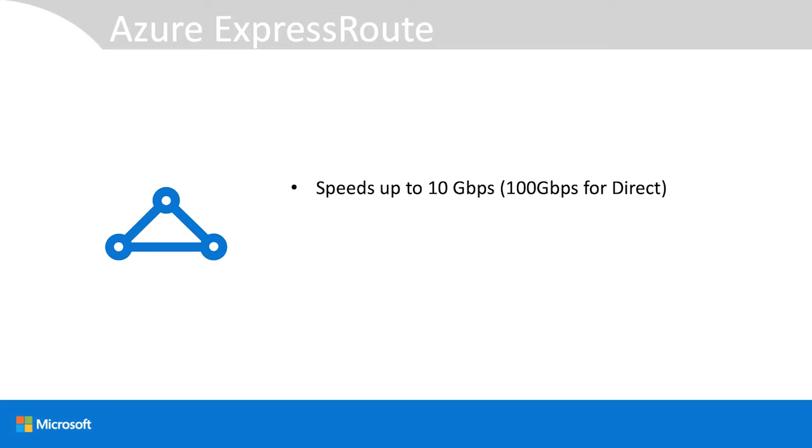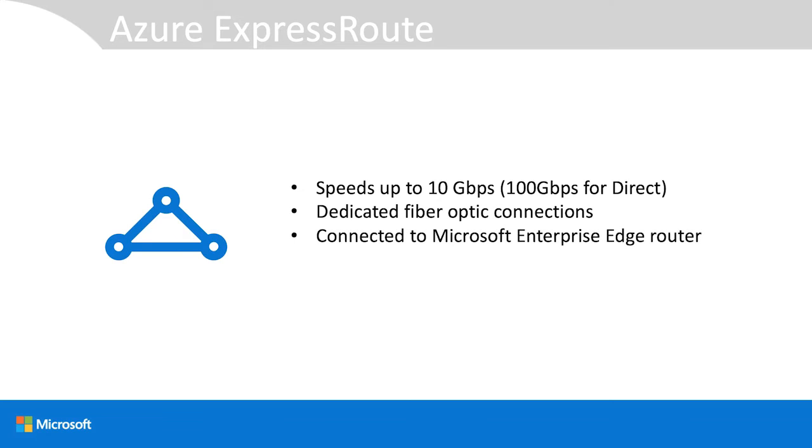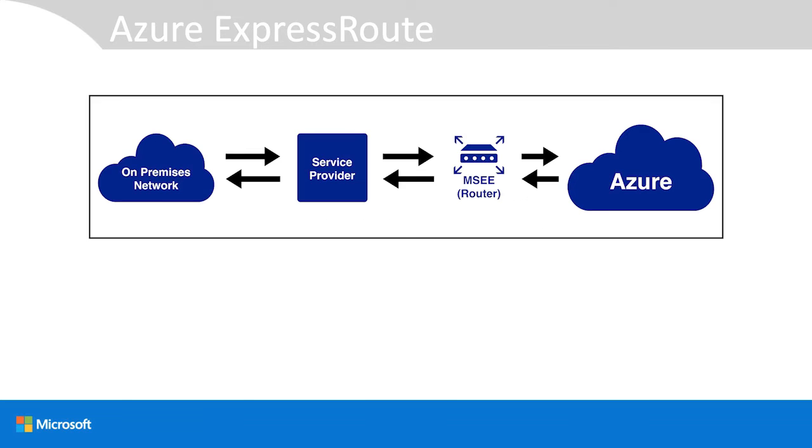All ExpressRoute traffic travels over dedicated fiber optic connections, and you connect directly to a network device on the edge of Microsoft's network called a Microsoft Enterprise Edge Router, or MSEE. When you use ExpressRoute, you usually connect using a third-party service provider that has that direct connection to the MSEE. This image shows a high-level view of an ExpressRoute connection.